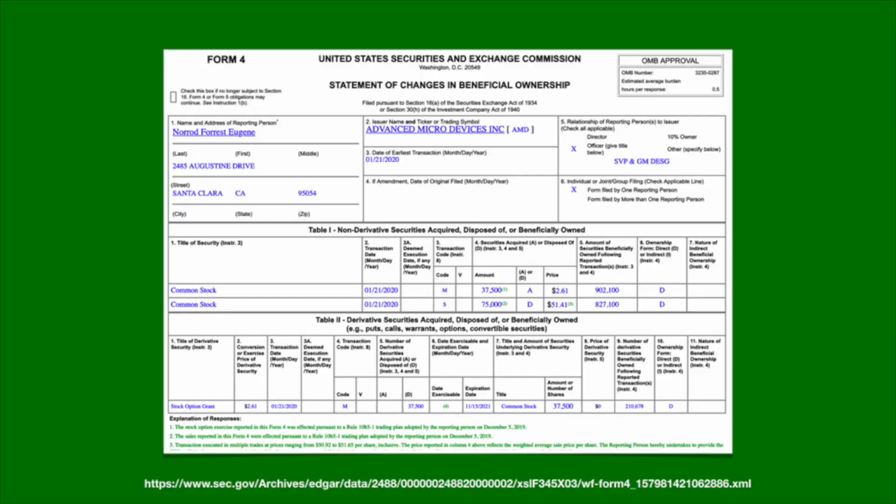This is a Form 4, which is the standard reporting form that corporate insiders must file within, I believe it's 2 days of making a trade in a company in which they're an insider. Now there's a lot of information here to unpack, so I've highlighted the most relevant information for us.